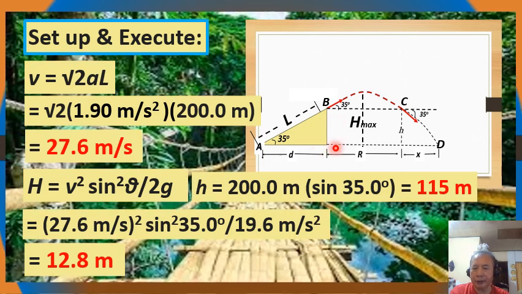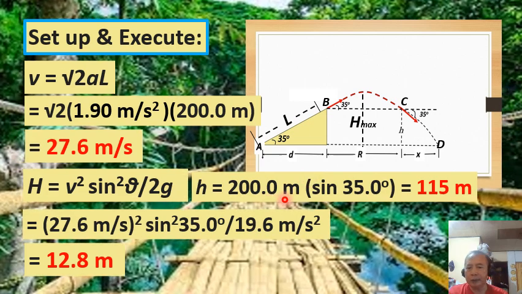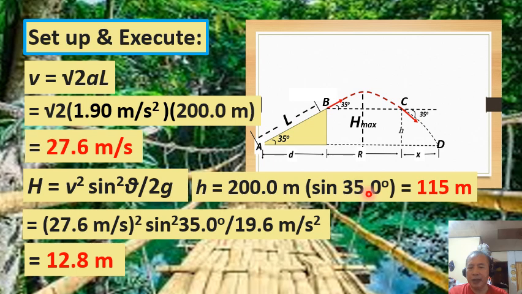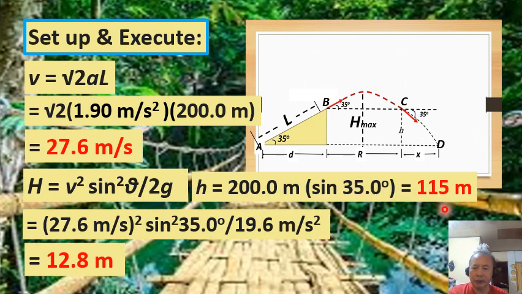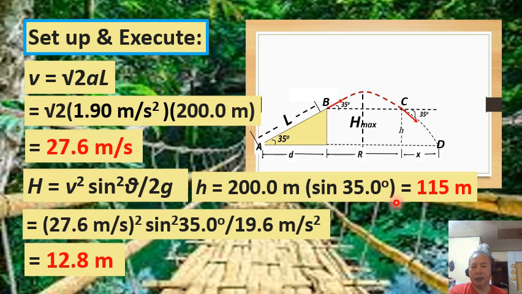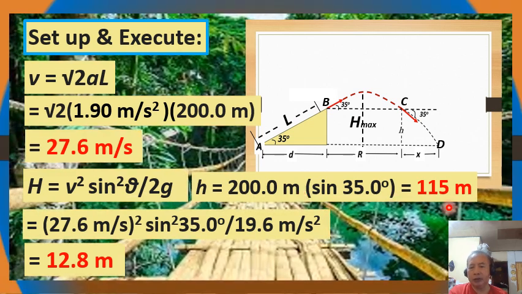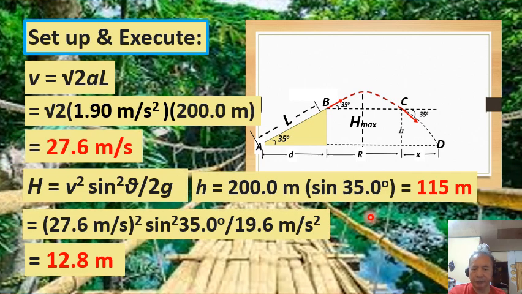Since what we are after is the vertical height h, we just multiply the length of the ramp and the sine value of the angle 35 degrees, which, with the help of your calculator, we get the value of the height small h equal to 115 meters.